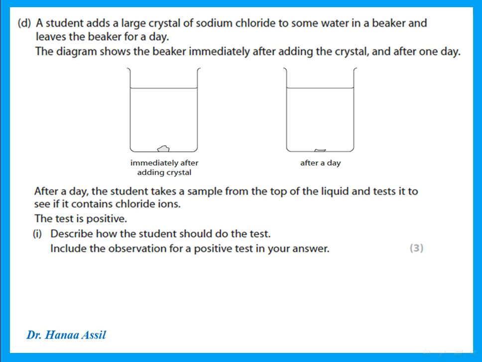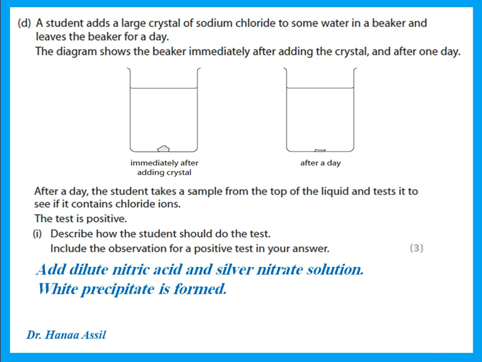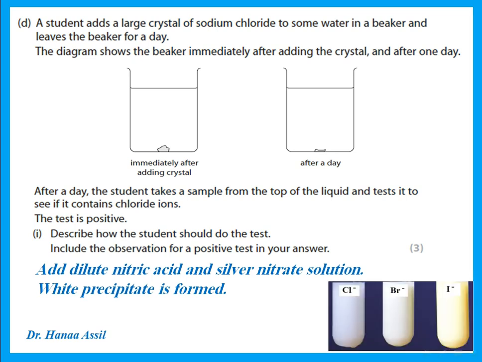What was the test for chloride? You should know the test for chloride is: add dilute nitric acid and silver nitrate. Remember, this was the test for halide, so it is the test for chloride, bromide, and iodide. Add dilute nitric acid and silver nitrate solution. With chloride, which we have, we should get a white precipitate. We said before that bromide will give you a cream precipitate. Iodide will give a yellow precipitate.